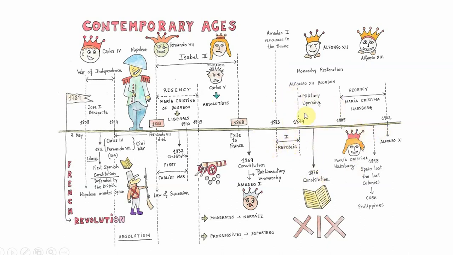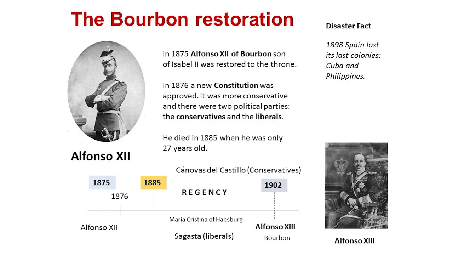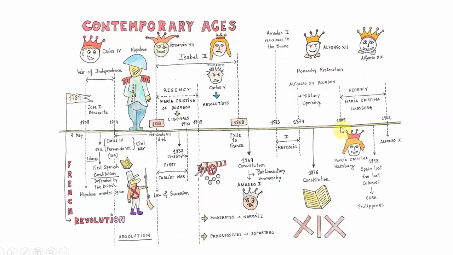Then later there's the military uprising against the first Spanish Republic, and we go back to the monarchy, a little back to the absolutism in some way. And it's the turn of Alfonso XII of Bourbon. So we call that period the monarchy restoration. Later, in 1885, we have the regency of María Cristina of Habsburg and the period of Alfonso XIII, who could not start to be king until 1902, that is the 20th century.